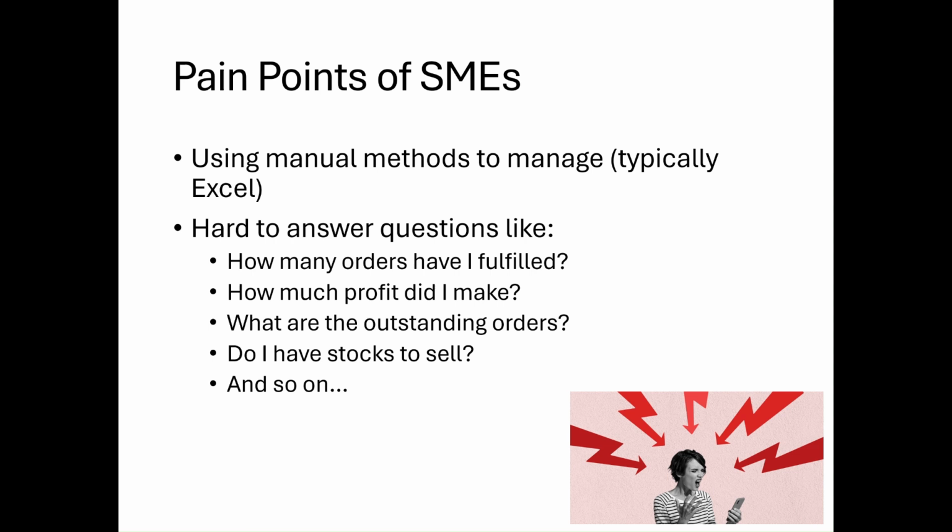So basic questions like: how many orders have we fulfilled? How much profit did I make? What are the outstanding orders? The inventory: what inventory do I have left over? Or do I even have inventory to sell? Questions like this are difficult to answer if you're using a manual system.